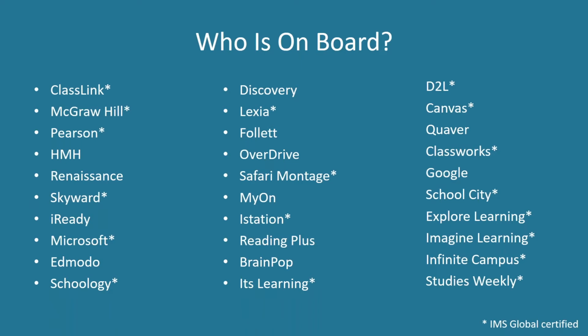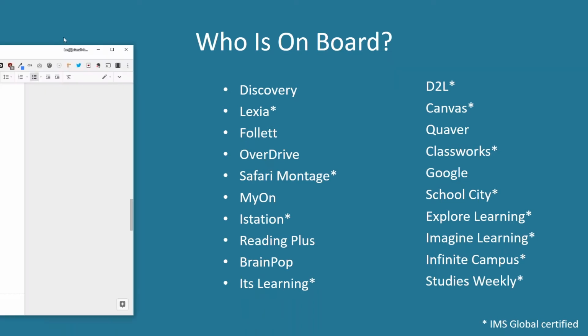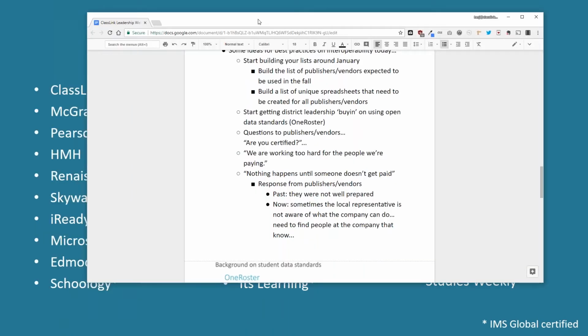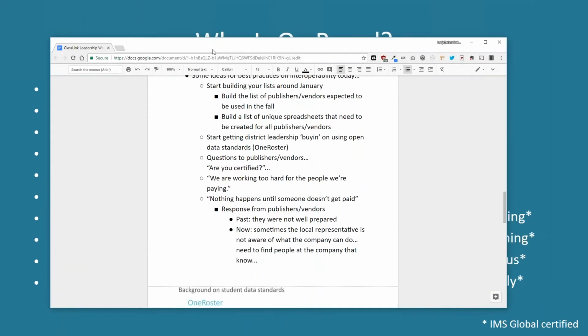So even that slide that we had earlier is not exhaustive. This here is all the different products that are certified for One Roster. I'm going to do this, though, because I think it's kind of fun to do some role playing.